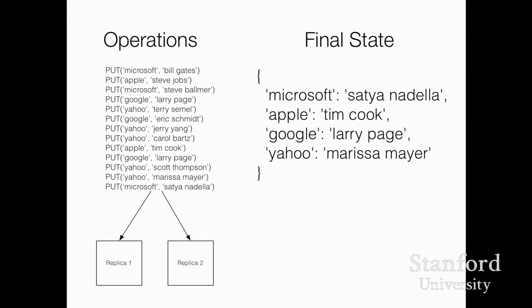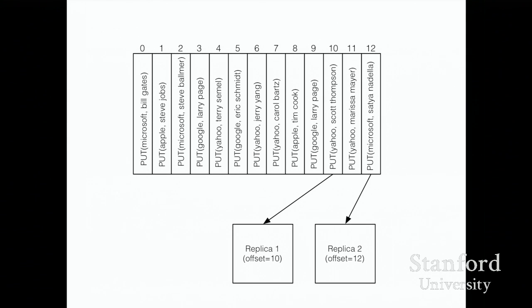To motivate this example, I'm basically trying to do a series of updates, and I want to end up with this final state, which is, for each company name, what's the CEO? If I'm doing this in a single process, this is obviously very simple. If I'm doing it across machines, it's more complicated. So I'll go through how you can keep two machines in sync off of this sequence of updates. One of the easy ways is a log.